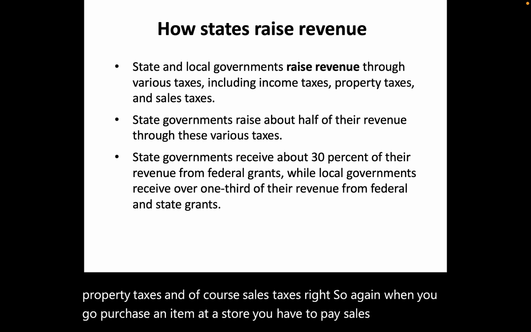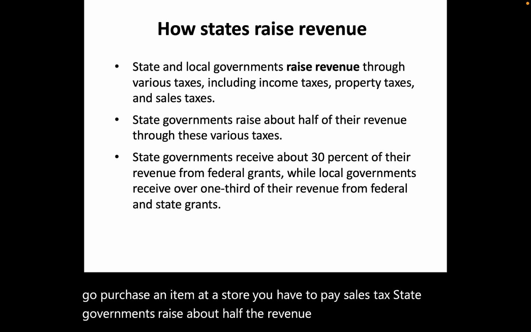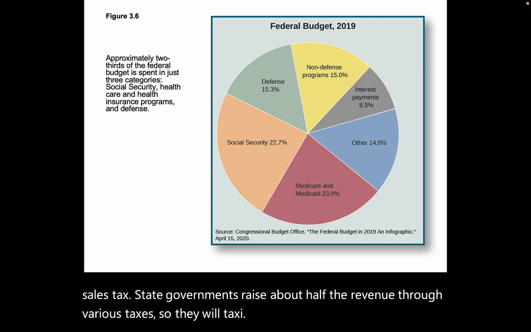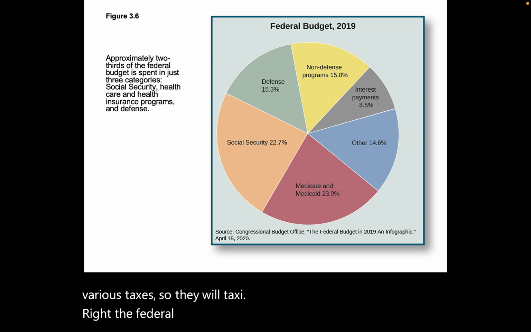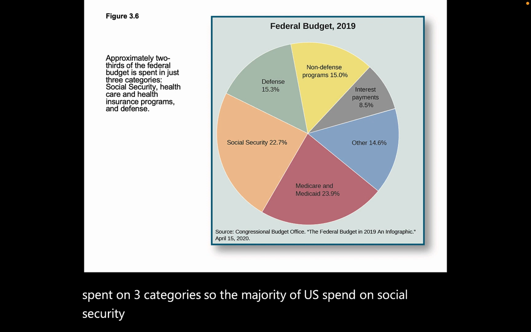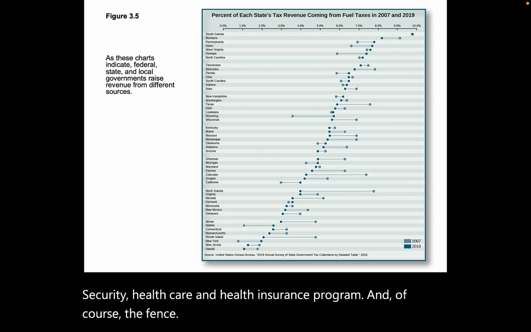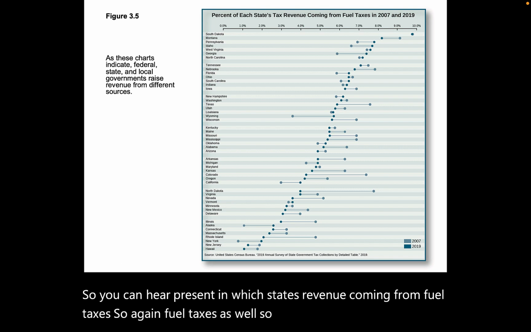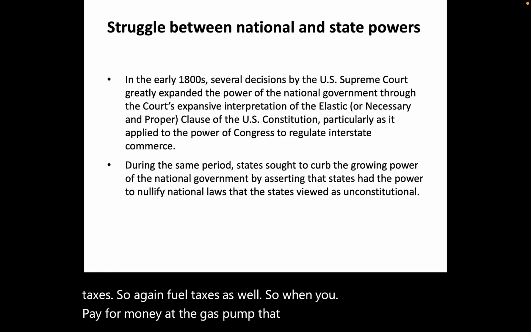State governments raise about half the revenue through various taxes. So they will tax you, right? The federal budget, approximately 2/3 of the federal budget is spent on 3 categories. The majority of it is spent on Social Security, healthcare and health insurance programs, and of course, defense. So you can see here each state's revenue coming from fuel taxes. So again, fuel taxes as well. When you pay for gas at the pump, that is also taxed.